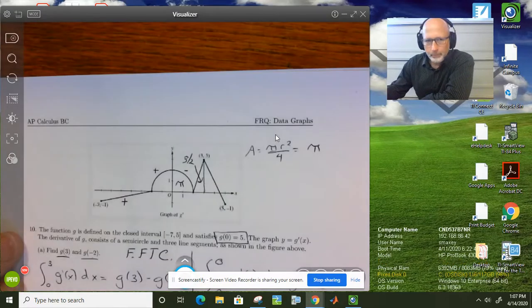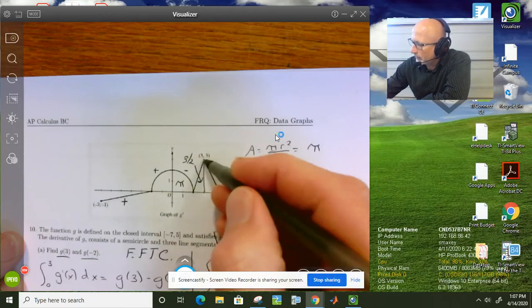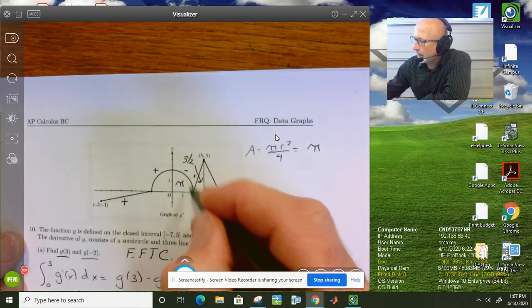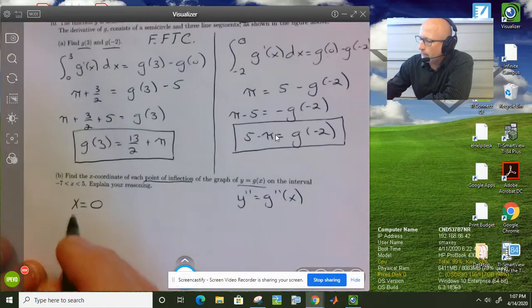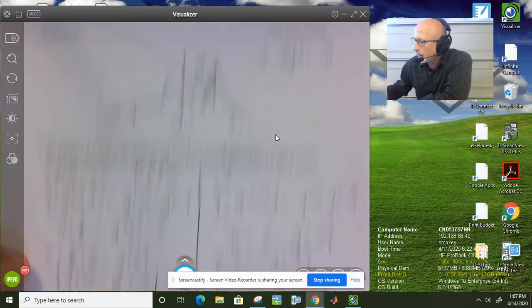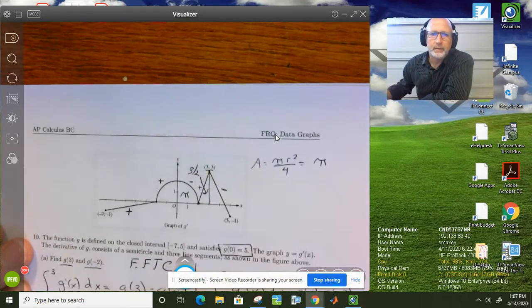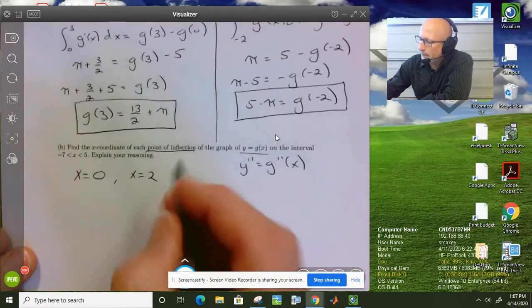Okay, then it goes from negative. Now the slope of the tangent line from 2 to 3 is going to be positive. So once again, it looks like I have a point of inflection at x equals 2. Okay, and then the slope of the tangent line there goes negative. So it also looks like I have a point of inflection at 3.